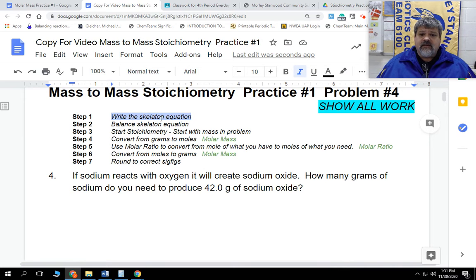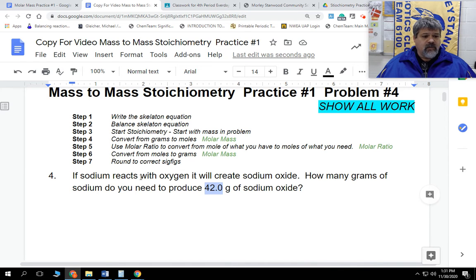So we're going to write the skeleton equation. We're going to balance it. Then we're going to start the stoichiometry using this number right there, which again is 3 significant figures. So it means our answer needs to be in 3 significant figures. So let's start and write the skeleton equation.